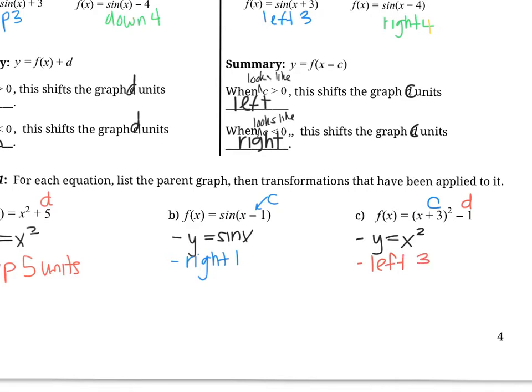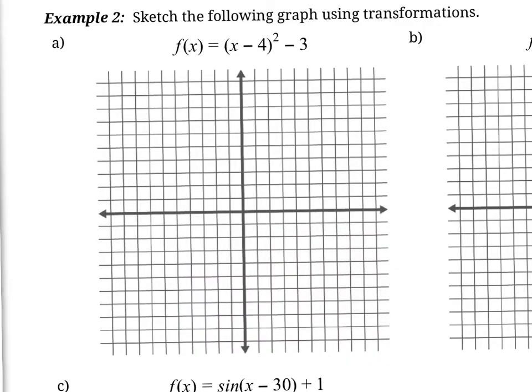And then, oh, I should have done that one in blue, to not be too confusing. Okay, left 3 units, that's what C is going to do. And then let's do D. D is outside, and if we look at our little cheat sheet over here, it's negative. D is negative. When we look at our cheat sheet, that means we're going down 1 unit. Down 1 unit.